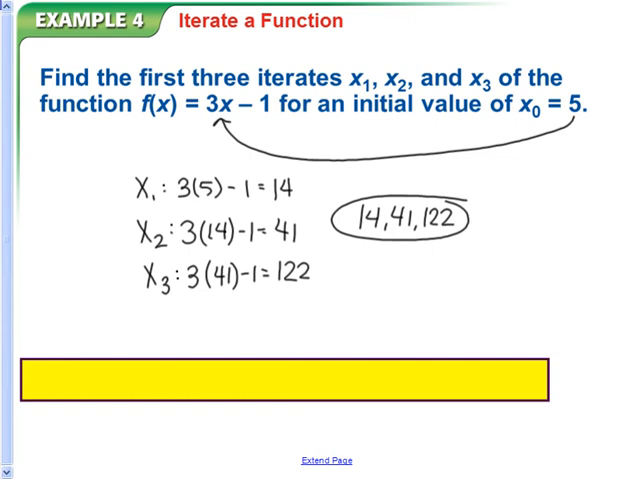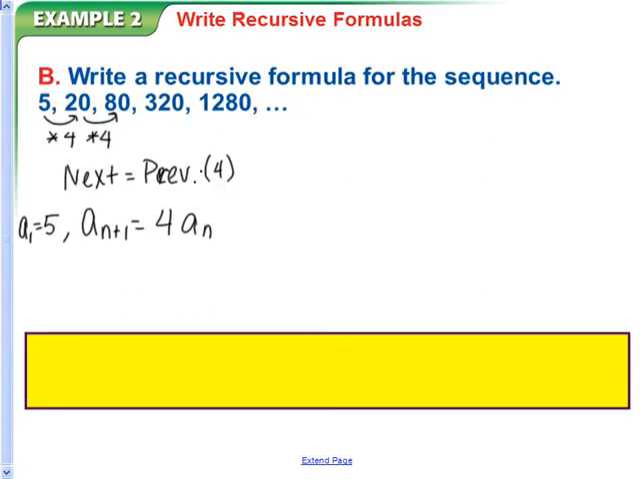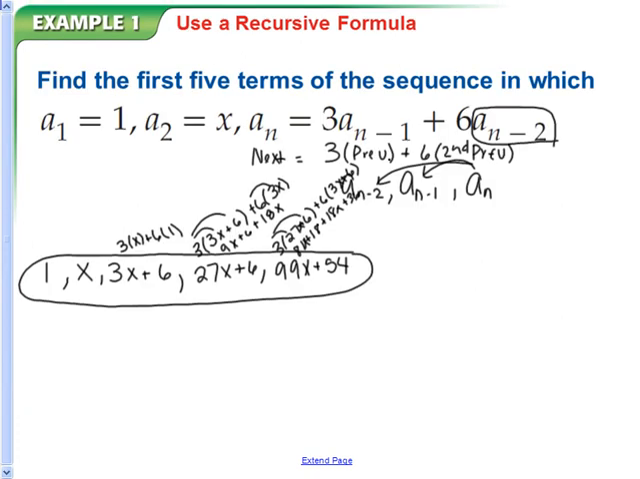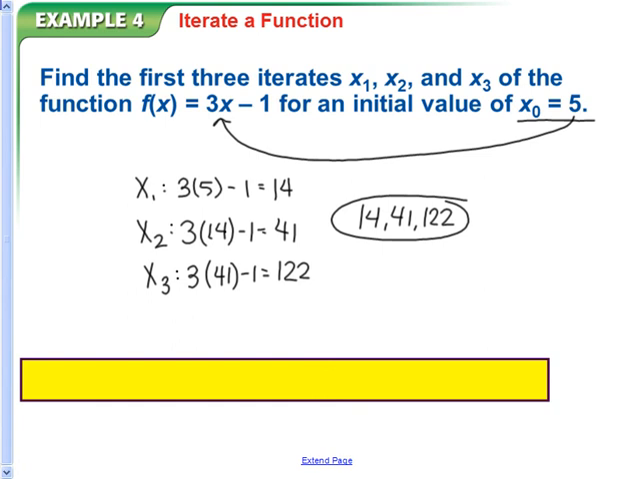Now notice the difference is I did not include 5. That's not part of it. That is not our first iteration. Our first iteration is our first answer. That's different from back at one of these problems, where A sub 1, I listed in the answer. But with iterations, you do not list that first number as an answer. That's x sub 0, not x sub 1.